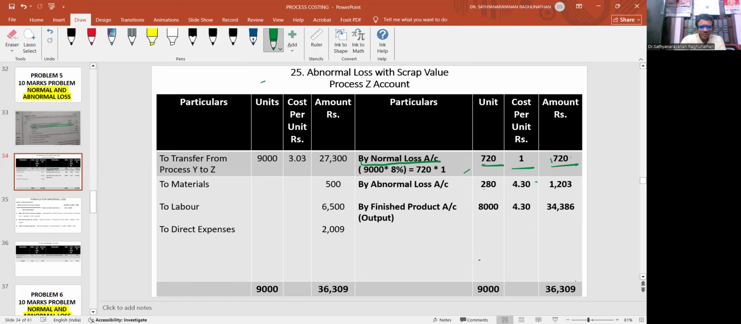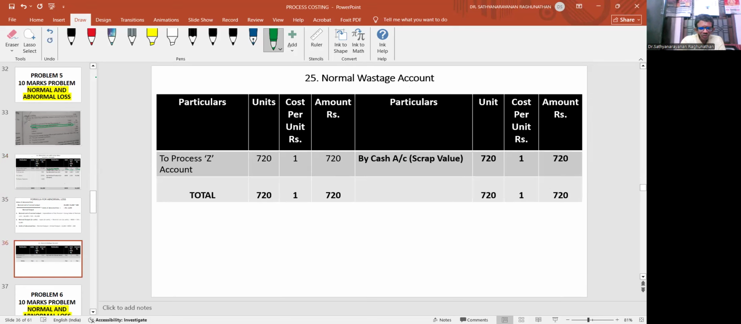So you have to make the posting as to process Z account in the debit side of the normal loss account: 720 units, cost per unit 1, amount 720. And then in the credit side of the normal wastage account, because you have sold at the scrap value, right? So here you have sold at the scrap value. While you are selling at the scrap value, you have received cash. Debit what comes in? Cash comes in. Cash account debtor to normal loss account.